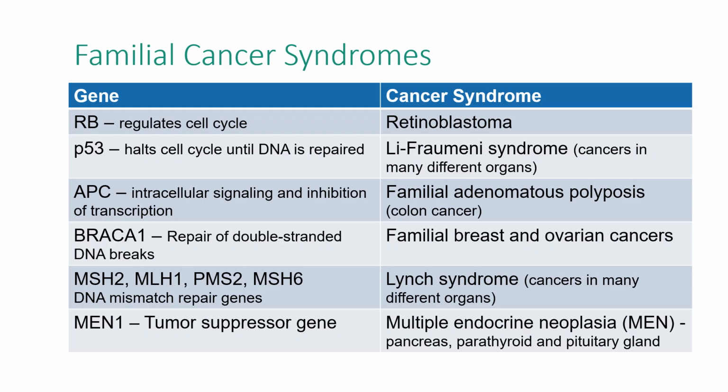We have P53, which is Li-Fraumeni syndrome. P53 is the cell's quality control manager. So stop, fix it, or self-destruct. When P53 is defective, cells with DNA damage just keep going. That's why Li-Fraumeni patients develop many different cancers, often at young ages.